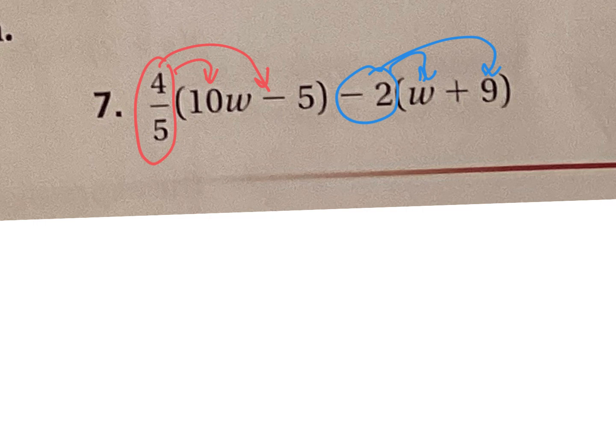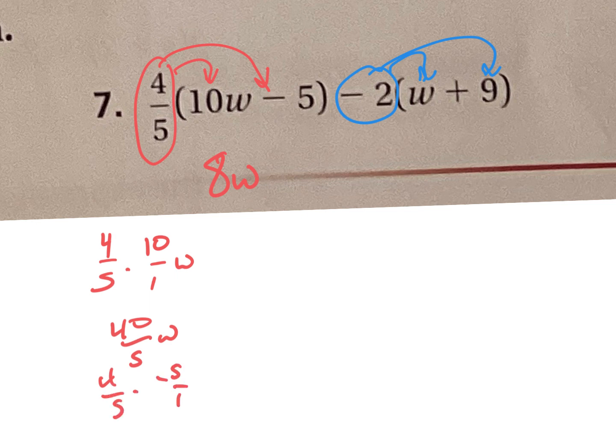4/5 times 10w. I'll do this one in red. 4/5 times 10w. That equals 40 over 5w, and you divide that, it gets me 8w. And then 4/5 times negative 5, that gets me negative 20 over 5, which is a negative 4. So that is distributing this one right here.